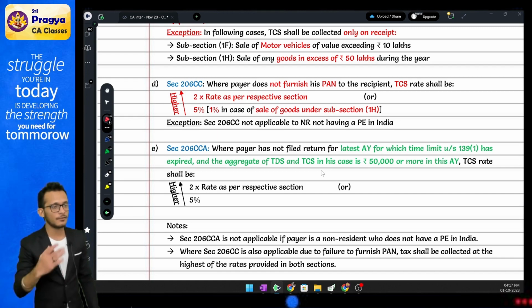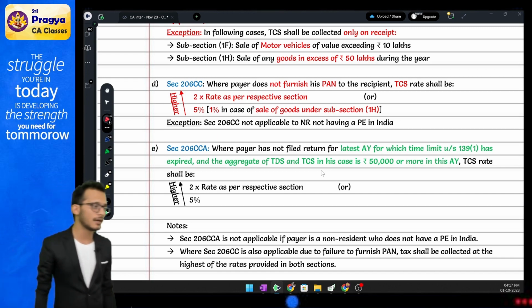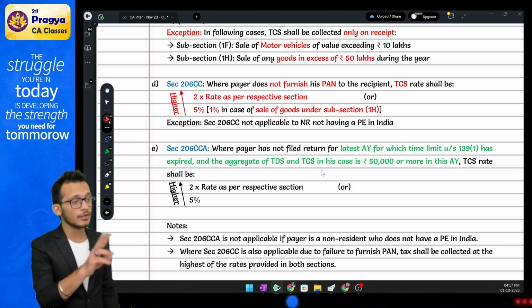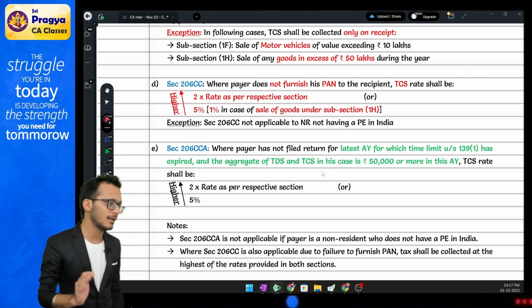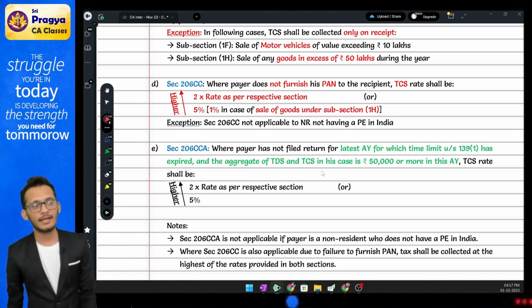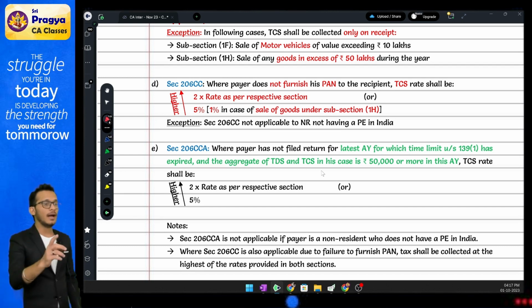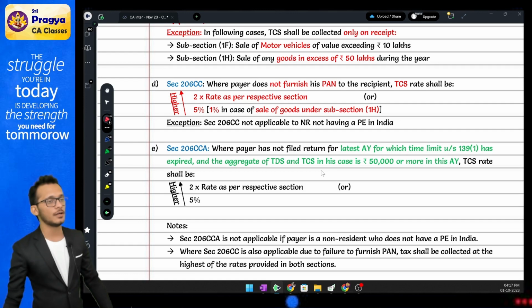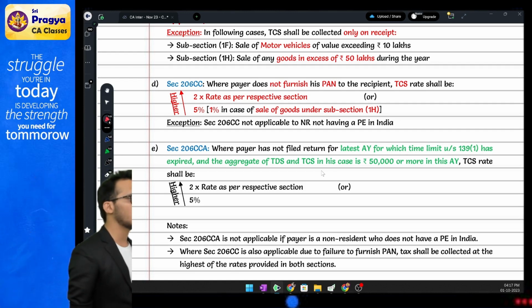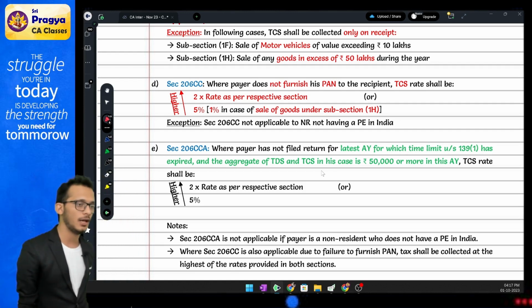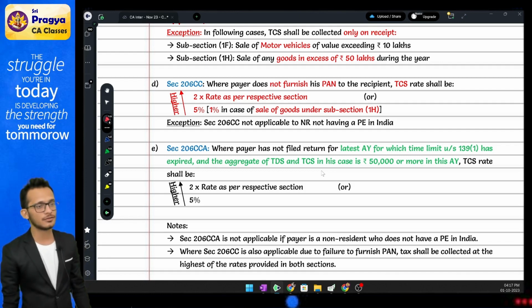Please be extremely careful that the return filing condition has been amended in the current year. Last time it was the last 2 years, now it is the last year. So you only look at the latest AY and whether the return was filed on time, and whether TDS was more than 50,000. If you do not file your return on time and the TDS is more than 50,000, then you will have a higher rate of TDS. Most likely for this to come in the exam.